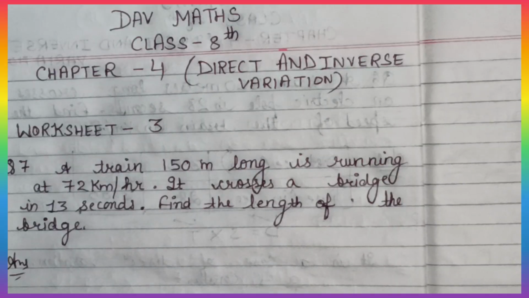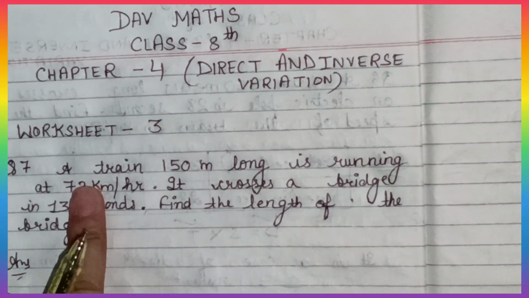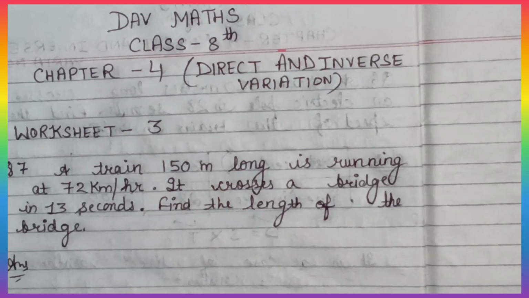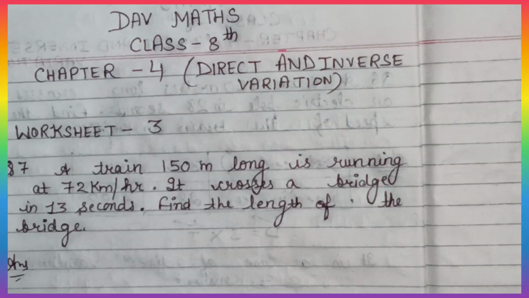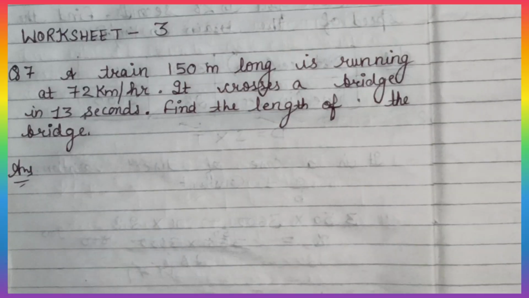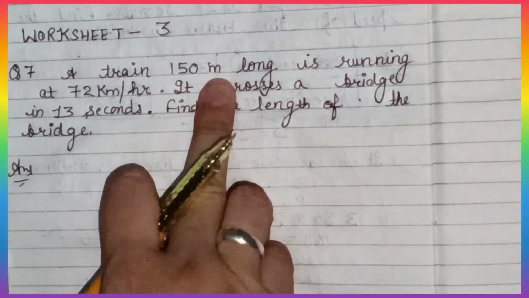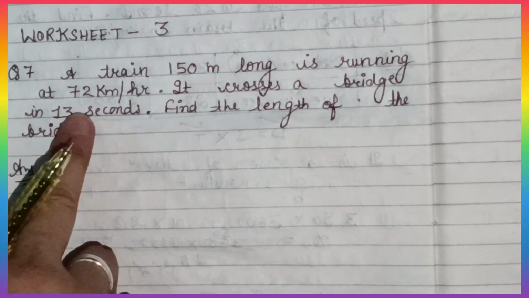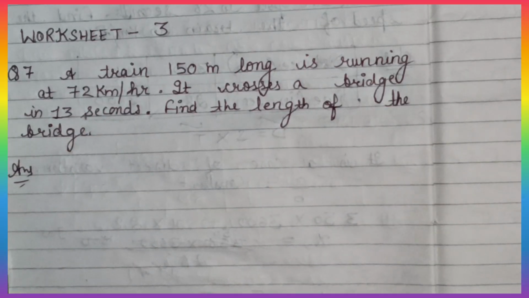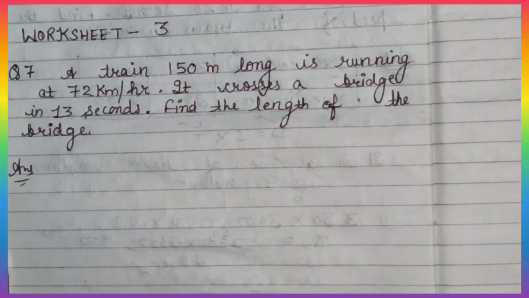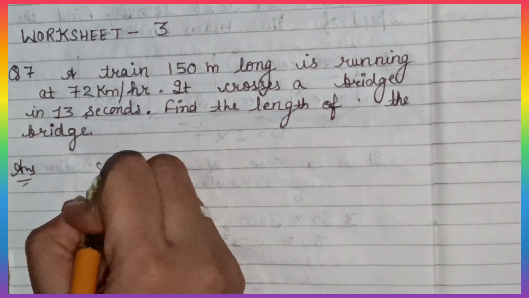Here we have given that the speed of the train is 72 km per hour and the length of the train is 150 meter. In this question we have to find the length of the bridge. We have been given the length of the train in meter and time in seconds, so firstly we have to convert this 72 km per hour into meter per second. So I write here speed.